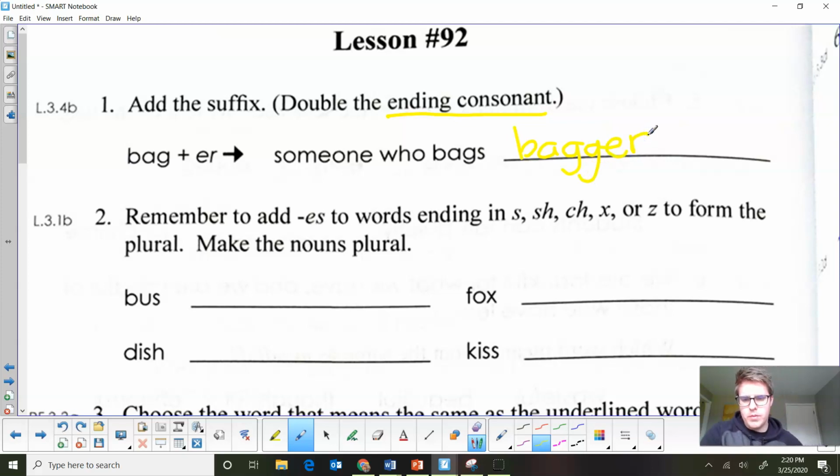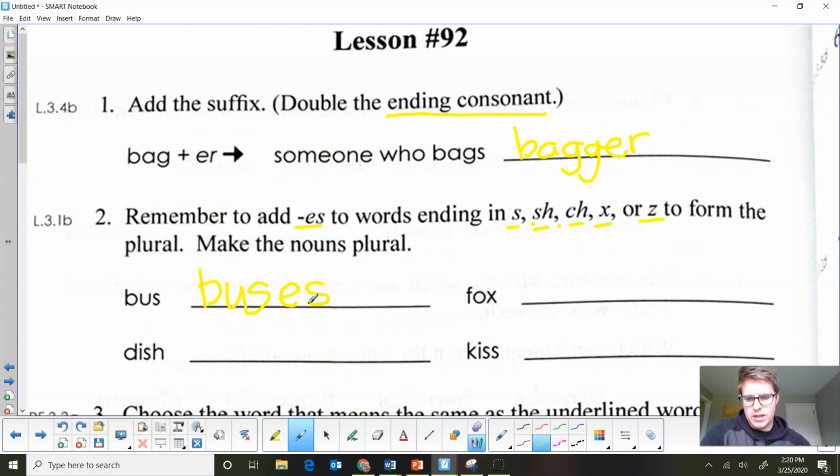Alright, so number 2, remember to add ES to make words plural that end in S, SH, CH, X, or Z. So let's just make buses plural. Spell it for me. Go ahead. B, U, S, E, S. Well done, boys.